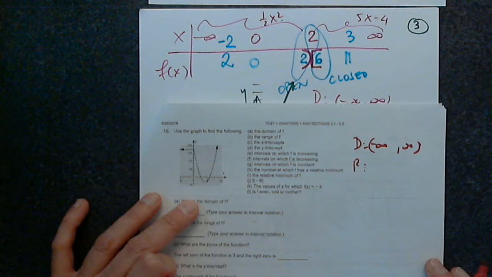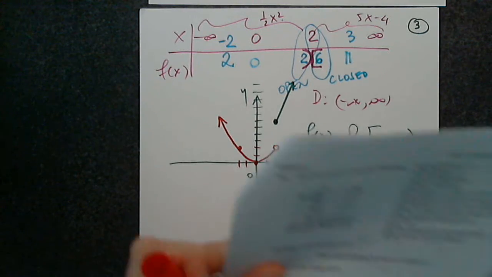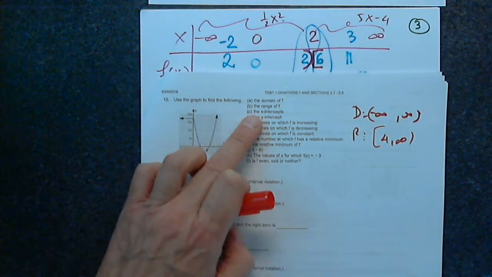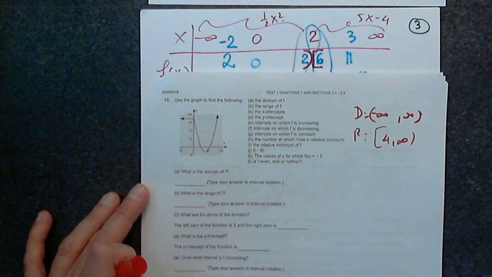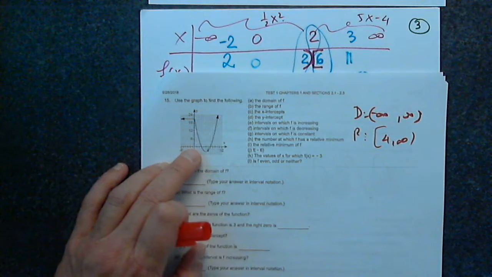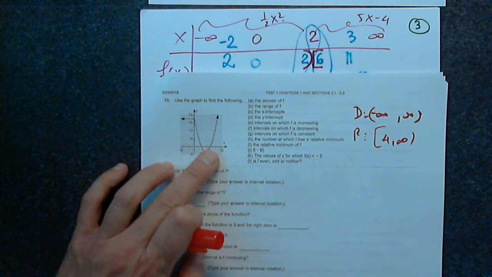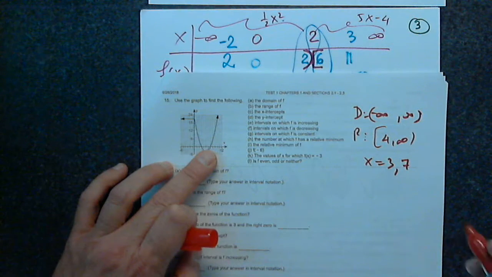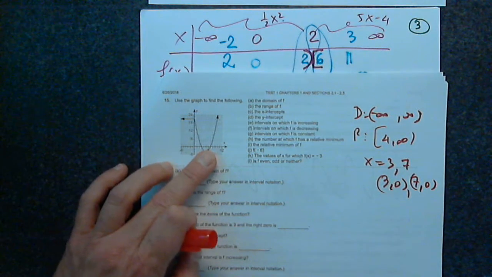Say it again. Yeah, I have to look without my glasses. Let me see. 1, 2, 3, 4. Indeed. Good. X-intercepts. Is it 4 or no? 1, 2, 3, I think. 4, 5, 6, 7. So x equals 3 and 7. So (3, 0) and (7, 0) are the x-intercepts.